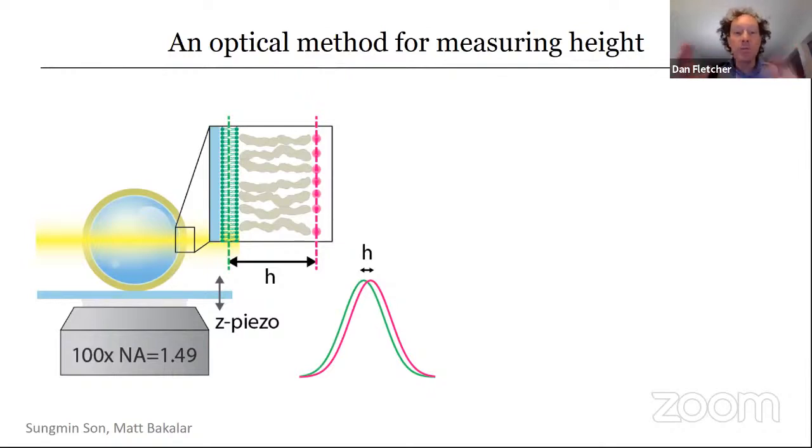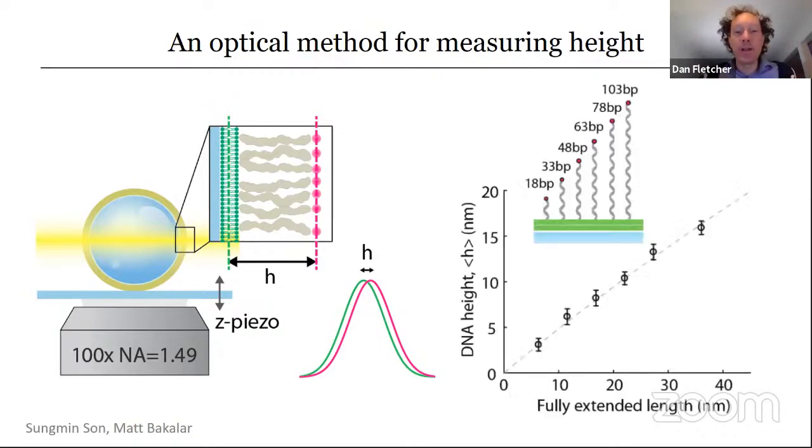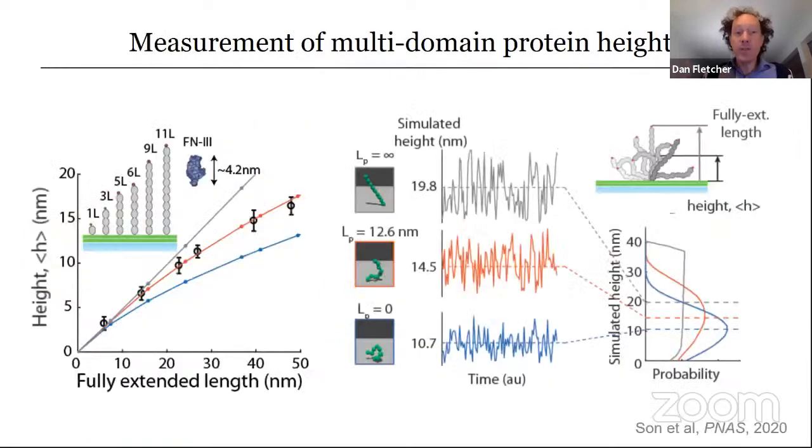And if you give up your XY information and you only care about the height of a protein, then you can average. You've got lots of photons, and so you can localize really precisely. And so testing this out with double-stranded DNA, which many models have predicted how tall they should be, we can make measurements that are very accurate on a nanometer scale of the height.